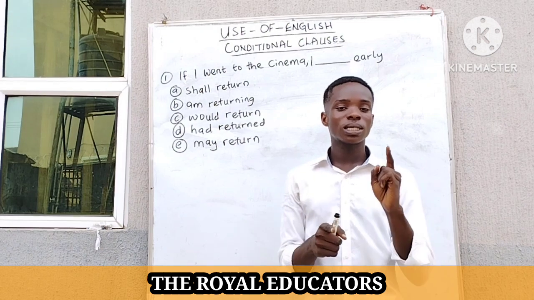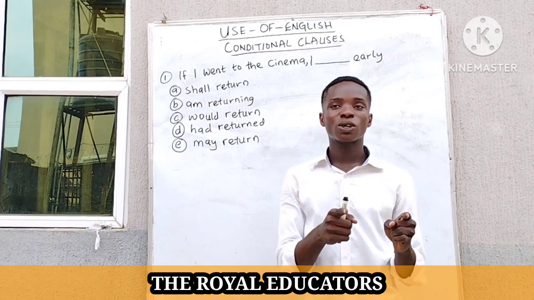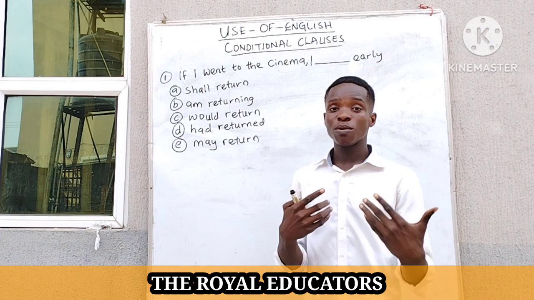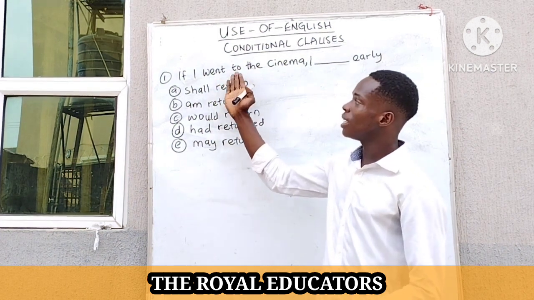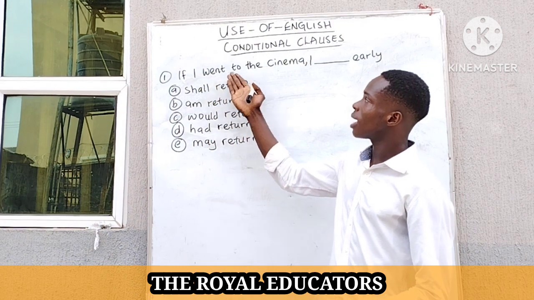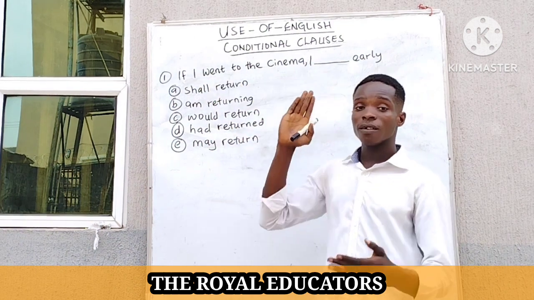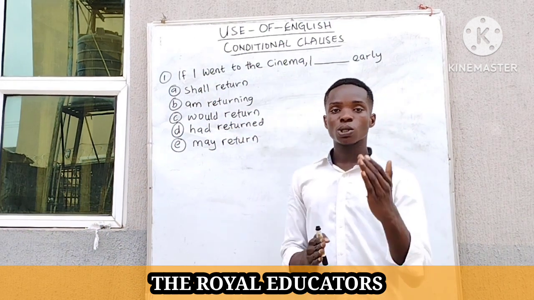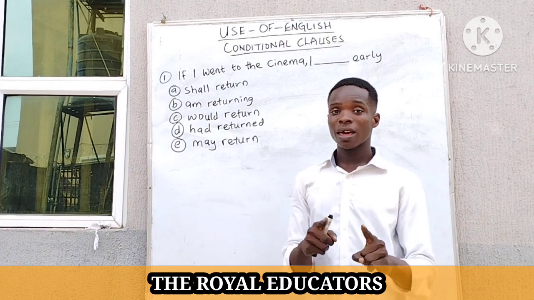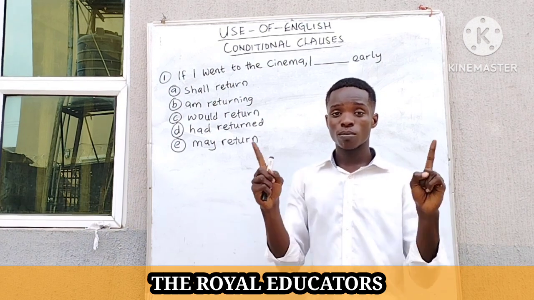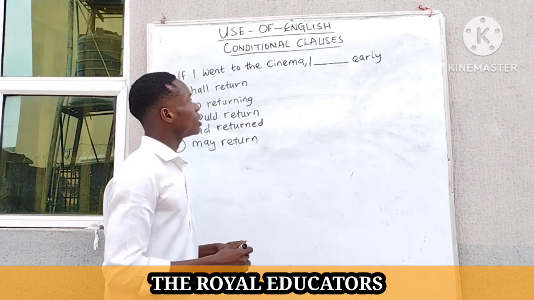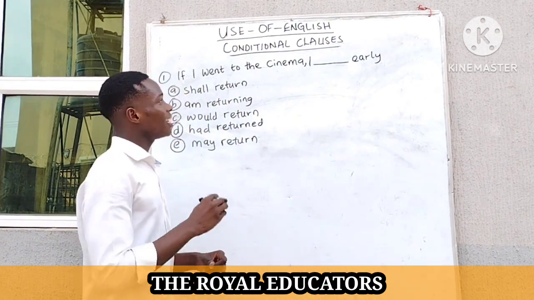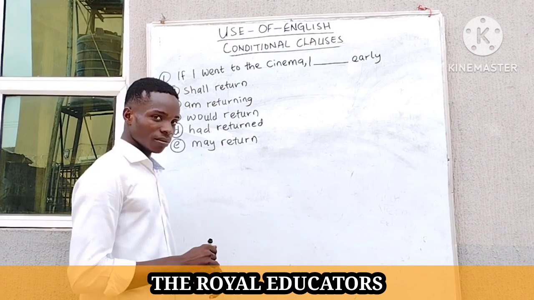If clause 1 is in the present tense, we should also have clause 2 in the present tense. So it can be reversed, that the first clause will be blank and the other one will be complete. So it's up to you to apply the principle. Remember, everything in English is based on principle. Okay, now let's read the first question. We have here, if I went to the cinema, I dash early.